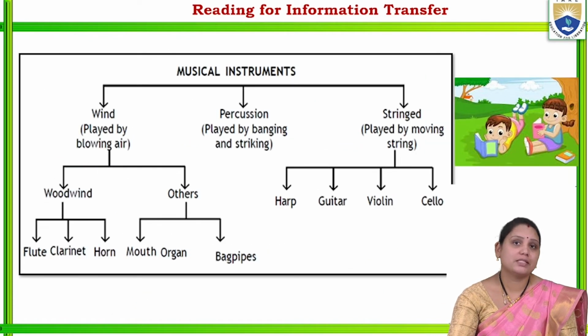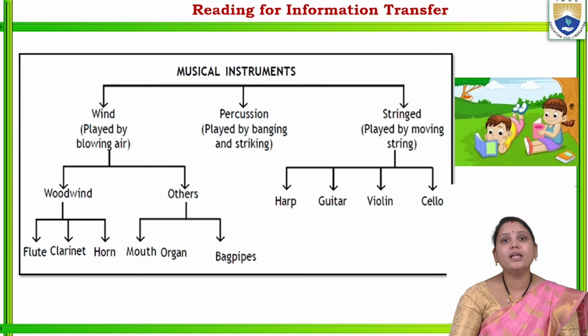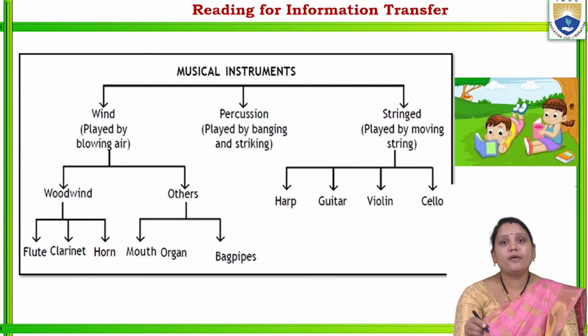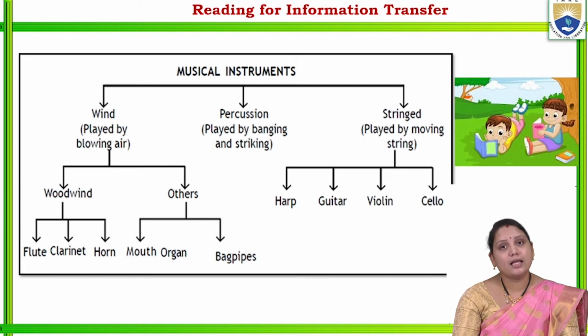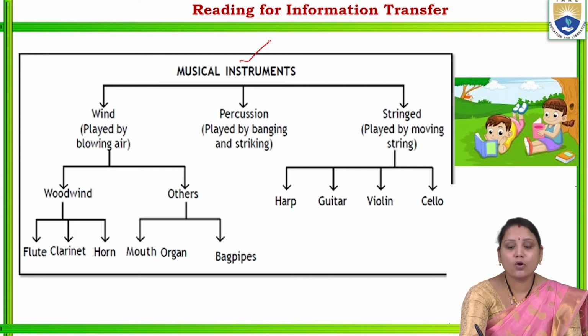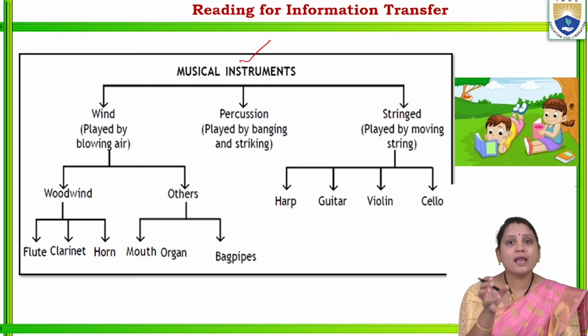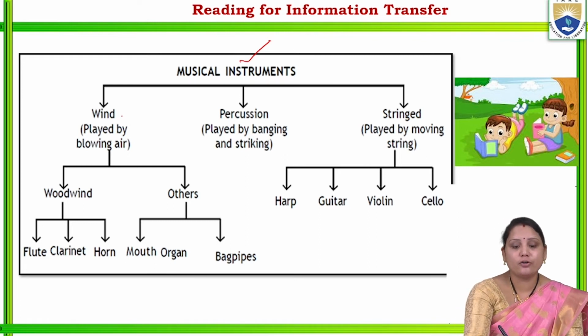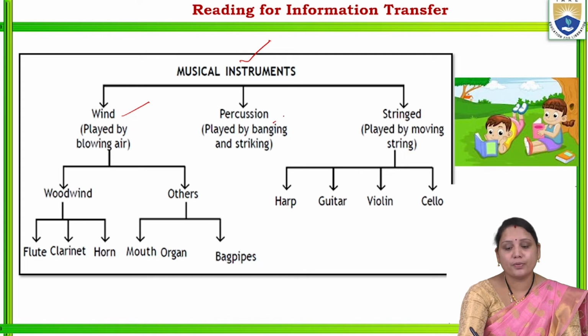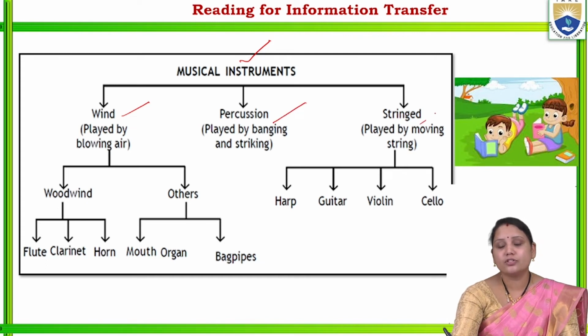Now see, here is an example of a tree diagram. What is this here? I am talking about musical instruments. This is the core, the main root word of our tree diagram representation. Then from musical instruments, it has been divided into wind, percussion, then strings.